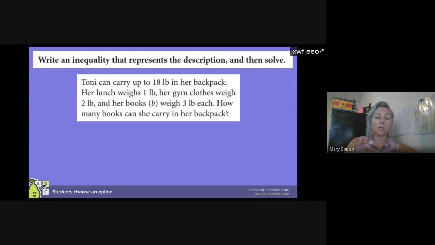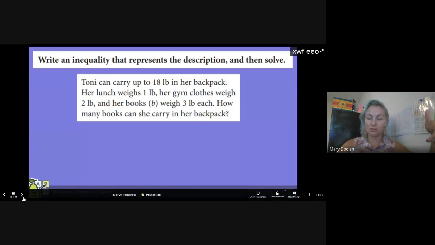So think about appropriate values for the situation. You know, if Tony can only carry up to 18 pounds in her backpack, what is she going to do if her backpack weighs 20 pounds? Is she going to be okay? What if her backpack weighs 15 pounds? Is she going to be okay? What value works? One of those works, one of them doesn't. You have to plug in the inequality symbol that makes sense for the situation.